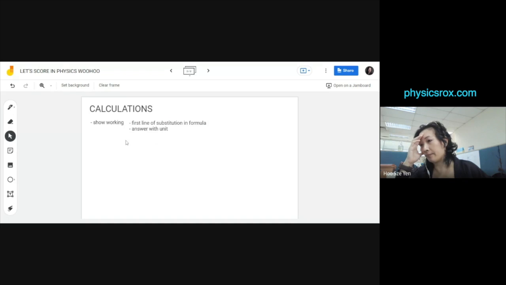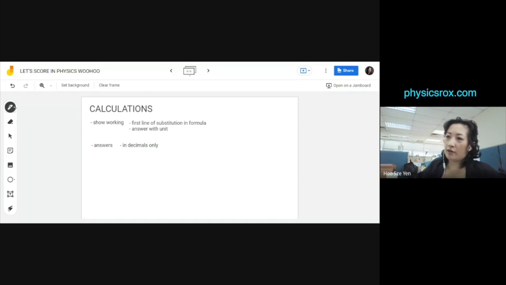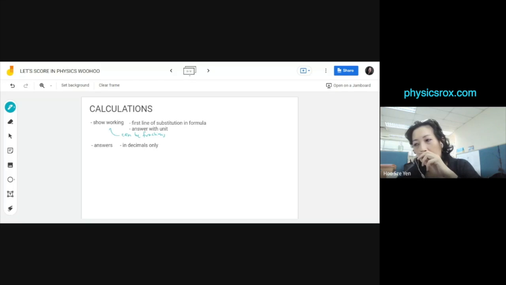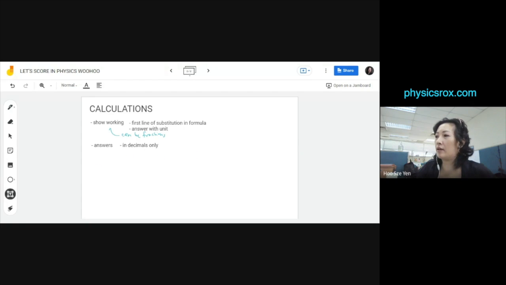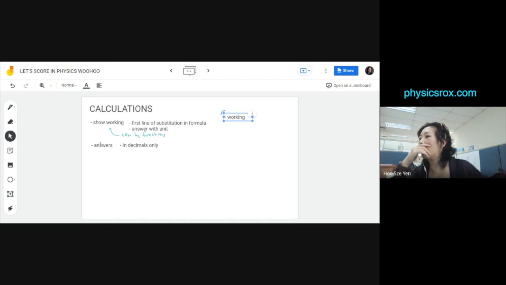Now, quick reminder, when you are writing your answers, can you leave your answers in fractions? But during calculation, can or not? Yes, during working, when you are showing working, it can be in fractions. Answers cannot. So working can be in fractions. It's just that your final answer must be in decimals, all right?